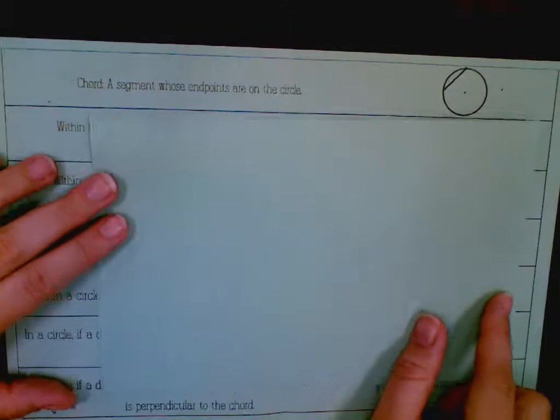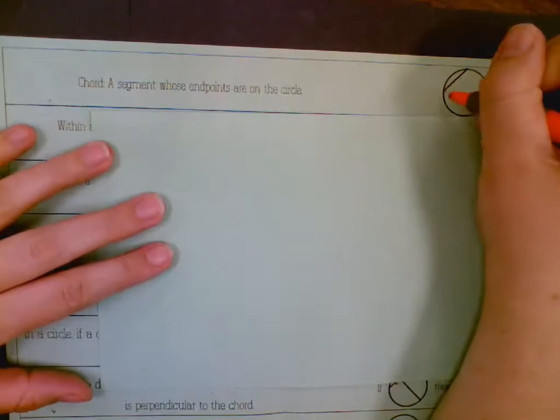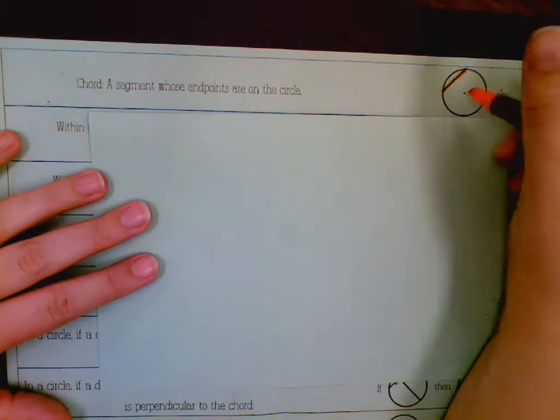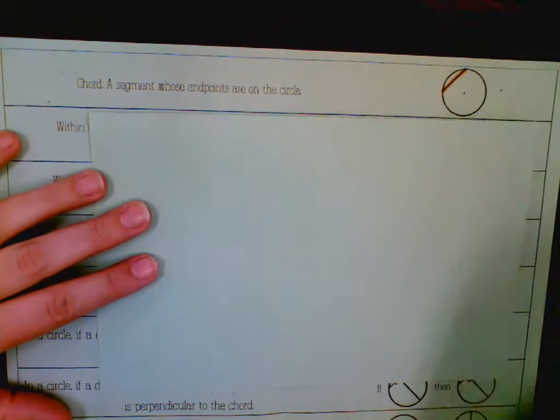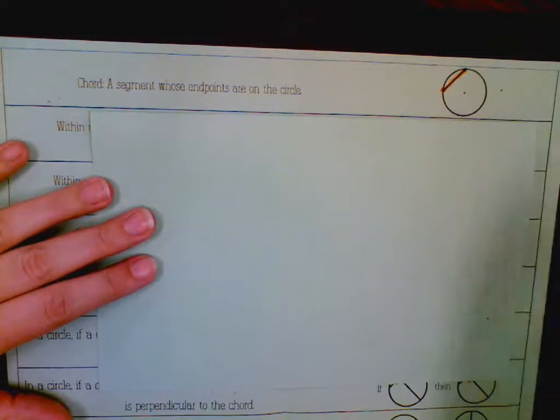So our first thing is the definition of a chord. A chord is a segment inside a circle where both endpoints are on the circle, but it doesn't go through the center, so it's not a diameter. Okay, so something like that. There's an infinite amount of chords we can draw inside there as long as it has both ends on the circle and doesn't touch the center.